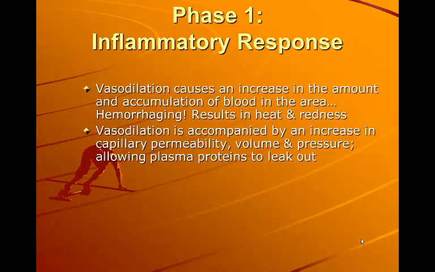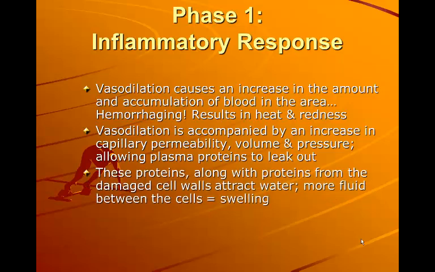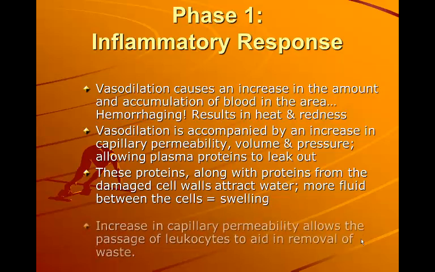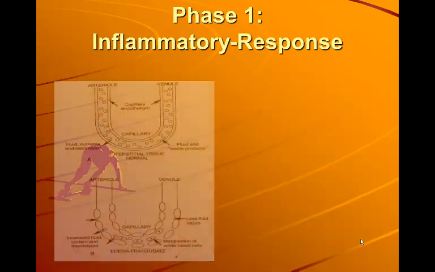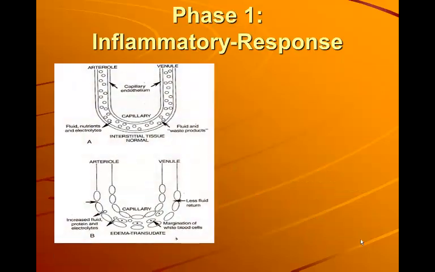Vasodilation is accompanied by an increase in capillary permeability, volume, and pressure, allowing plasma proteins to leak out. These proteins, along with proteins from the damaged cell walls, attract water. More fluid between the cells equals more swelling. The increase in capillary permeability allows the passage of leukocytes to aid in the removal of waste. Here's a diagram of that.